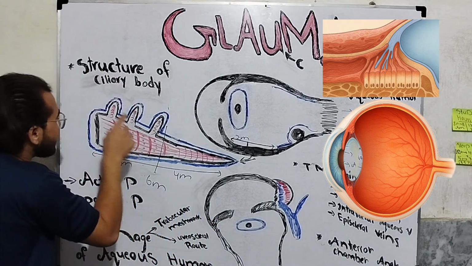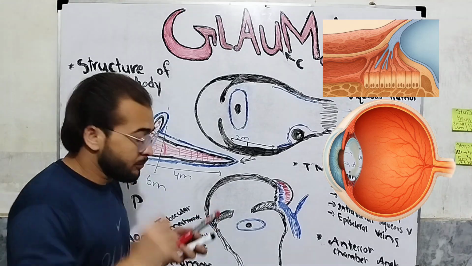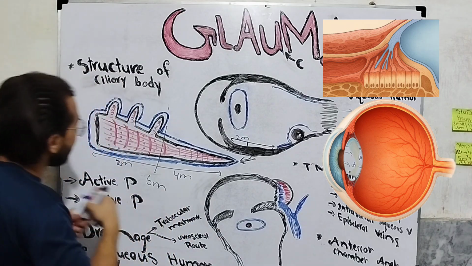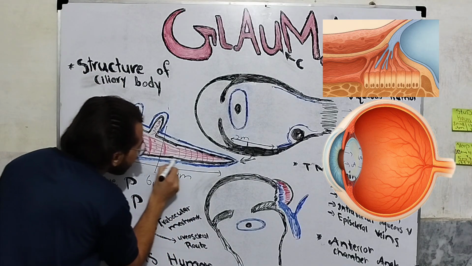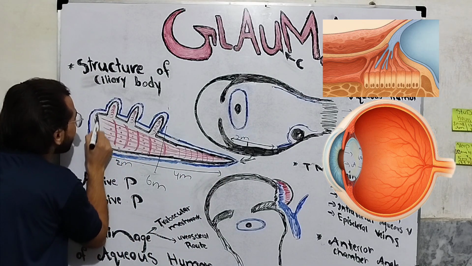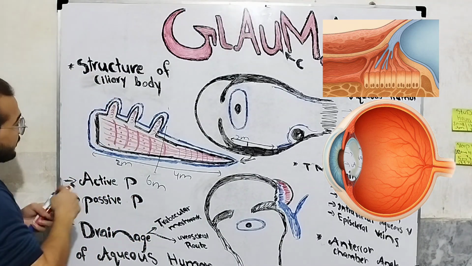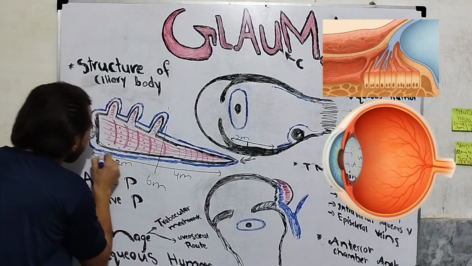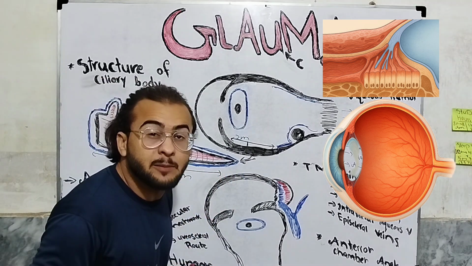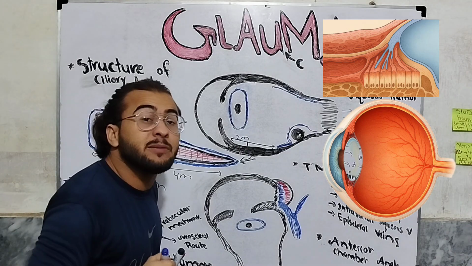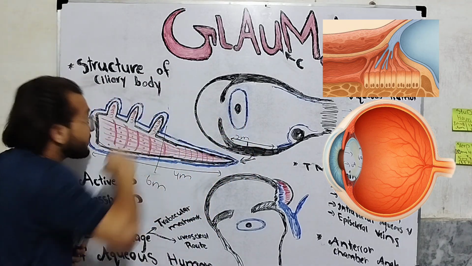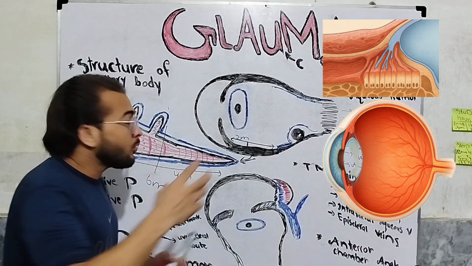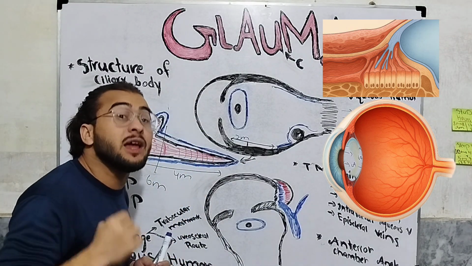This is the main composition of the ciliary body, and it is surrounded by a double-layered epithelium. The inner epithelium is called the pigmented epithelium, and the outer, this bluish layer, is called the non-pigmented epithelium. So pigmented and non-pigmented epithelium surround this ciliary muscle. As for our concern, we have to focus on the production of the aqueous humor.